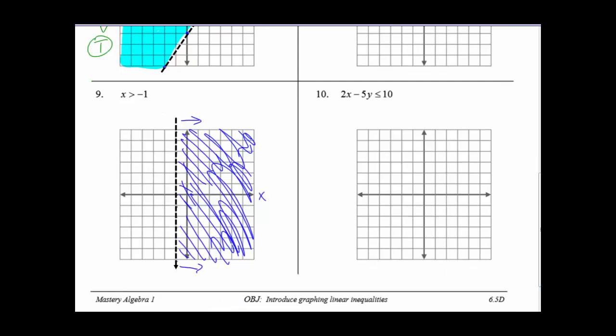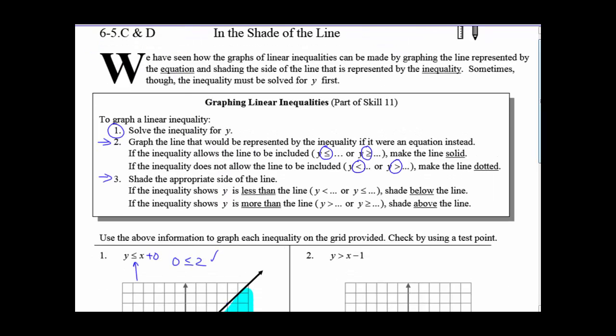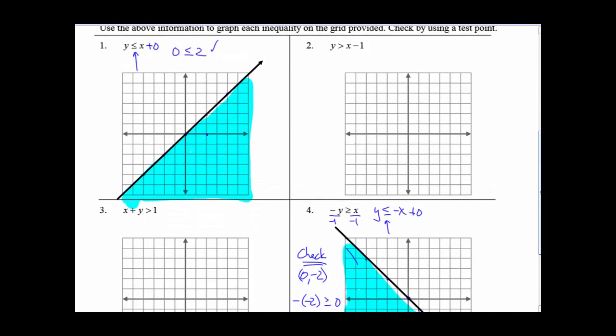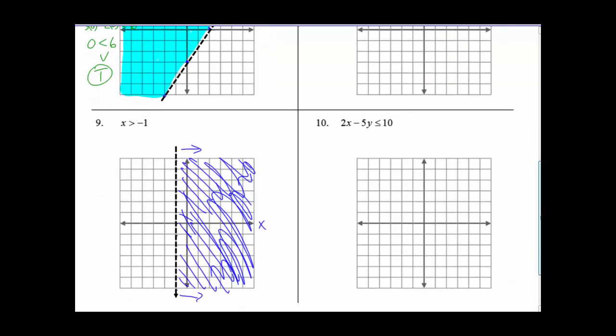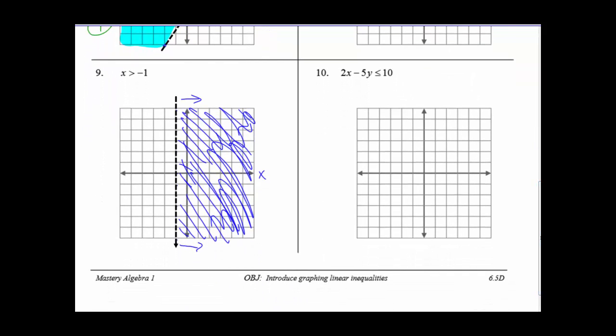All right, that concludes section 6-5B. Make sure to go back, do all the ones we did not do together: 2, 3, 5, 8, and 10. Be sure to graph the line. Make sure that you have shading. Make sure that your graph is dotted or solid. Okay, and be sure to always check a point.